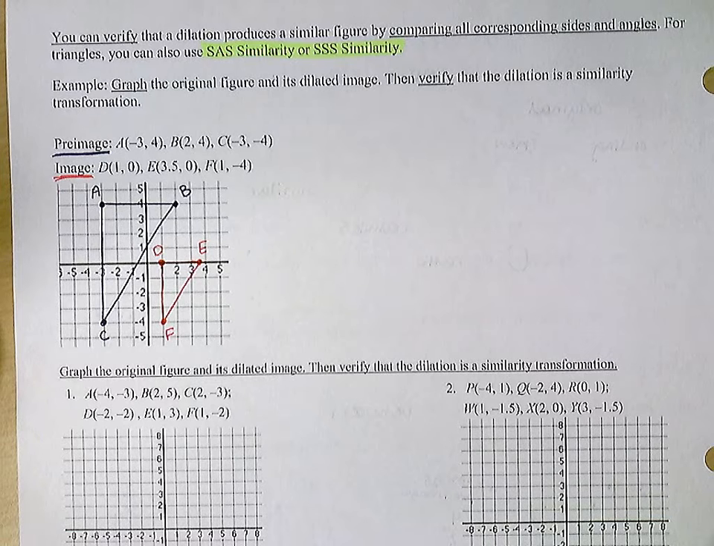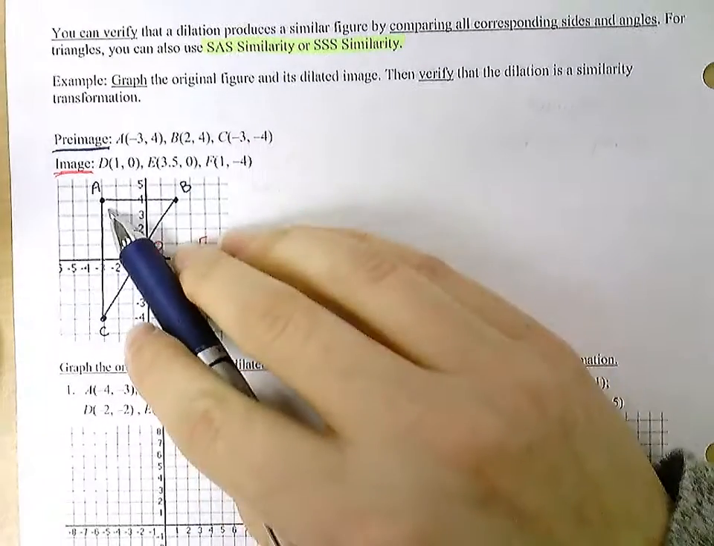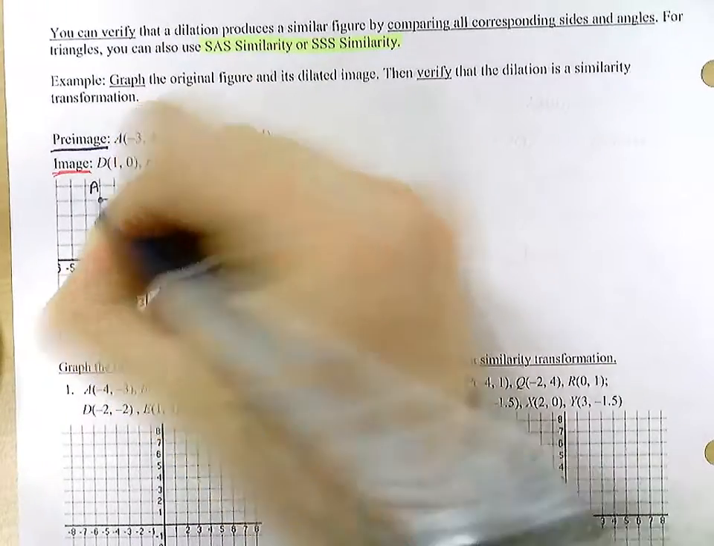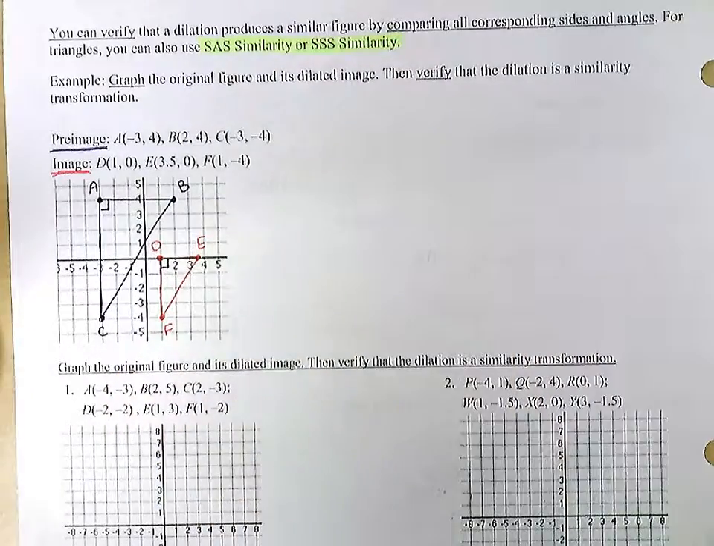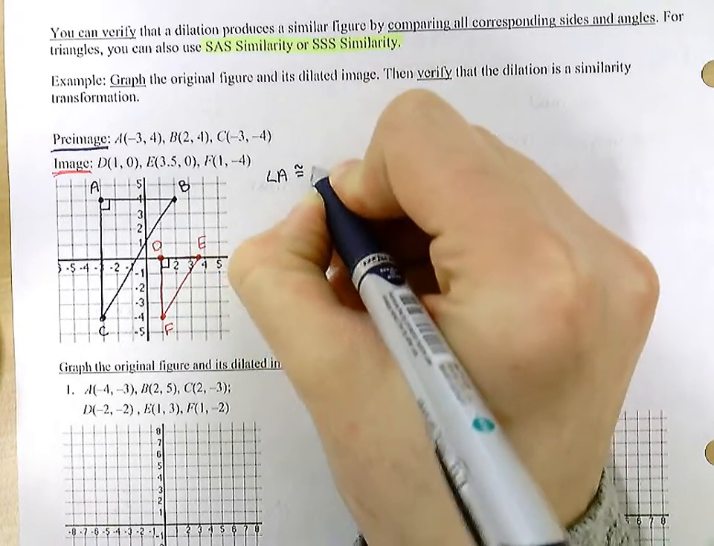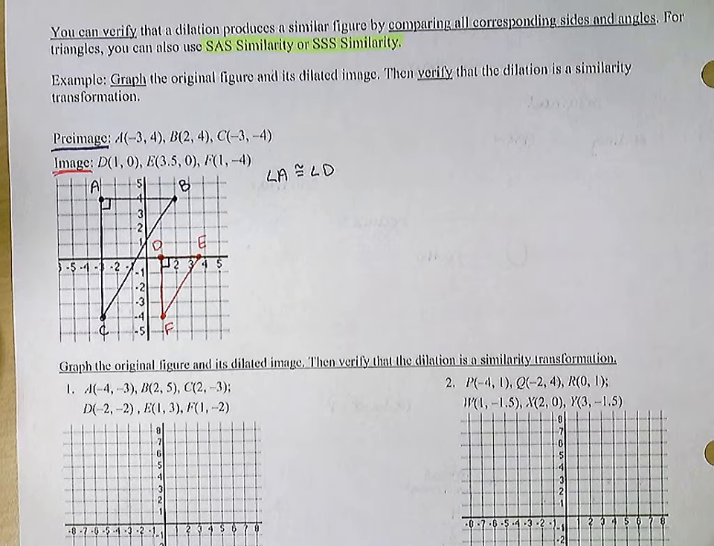So I either want to prove that these are similar by side, side, side, or side, angle, side. Well, if I look at both of these triangles, what do we know about angle A and angle D? They're 90 degrees. So I know angle A is 90 and angle D is 90. So angle A will be congruent to angle D, since they're both 90 degrees.